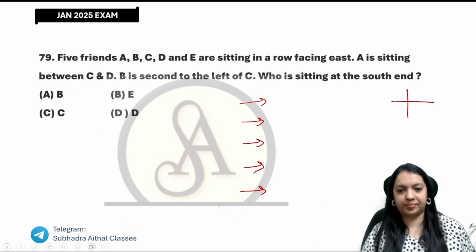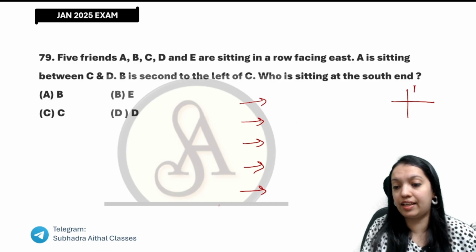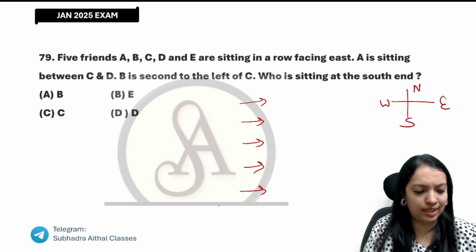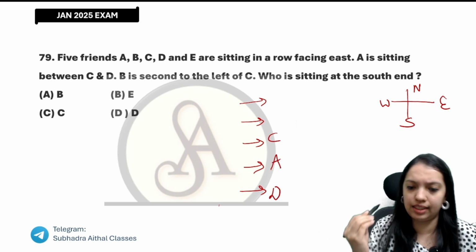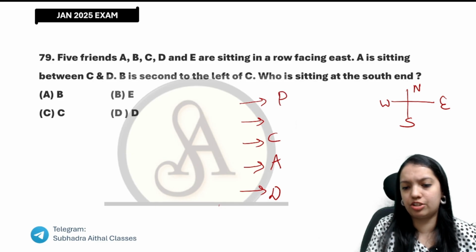Next, 5 friends A, B, C, D, E are sitting in a row facing east direction, north, east, south, west. Everyone is facing east. A is sitting between C and D. B is second to the left. Left side means towards north direction.